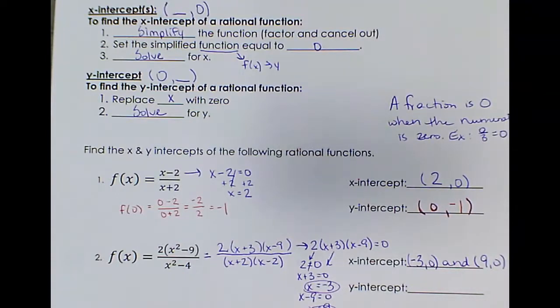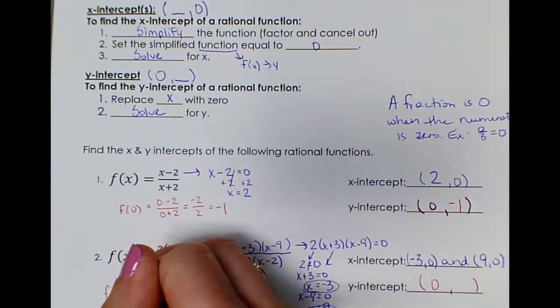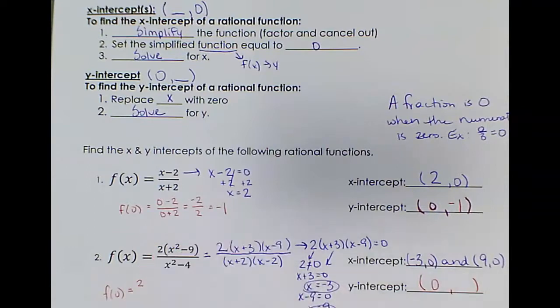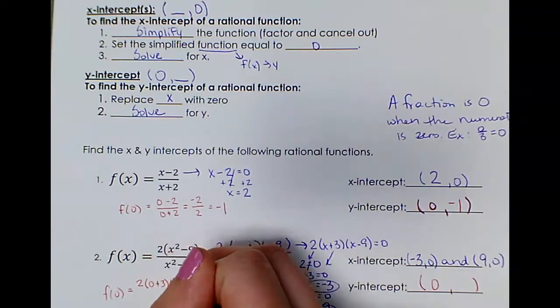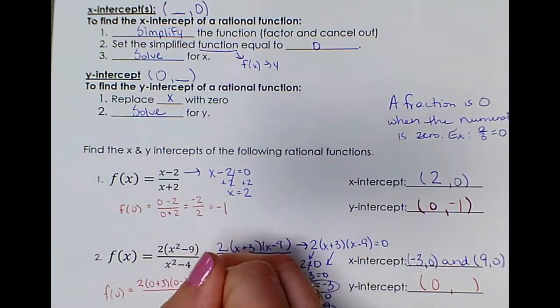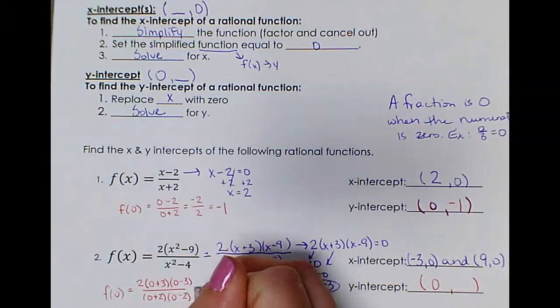So now I'm going to solve for my y-intercept, y value. I'm going to take 0 and substitute it for x here. F of 0 equals 2 times... you can either do it here, but I prefer to do it from the factored form. So 0 plus 3 times 0 minus 3 over 0 plus 2 times 0 minus 2.